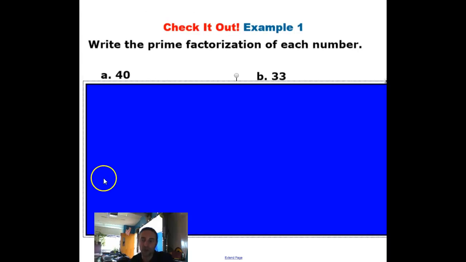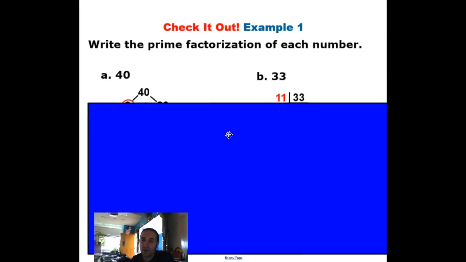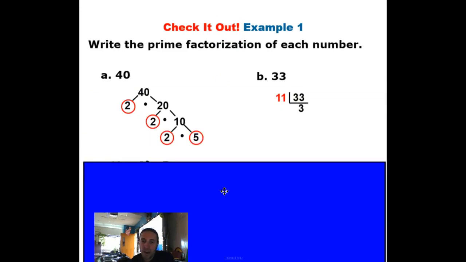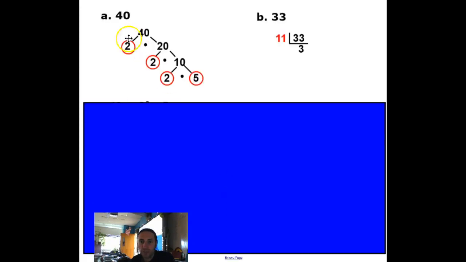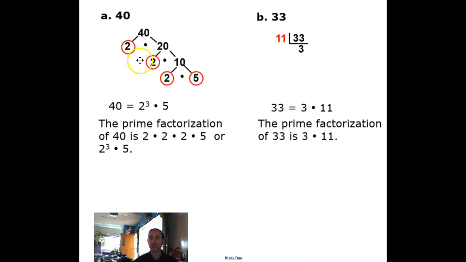What I would like you to do, and I would suggest using the tree, is try factoring these 2 numbers. Go ahead, pause the video, and when you're ready, come on back. Okay, boom, you're back. Let's see what you came up with. Factors of 40 and factors of 33. Of course, my factors of 40 are 2 times 2 times 2 times 5. So again, 40 is really 3 factors of 2, which means 2 cubed, times 5.